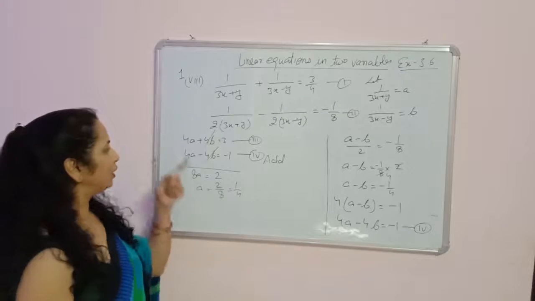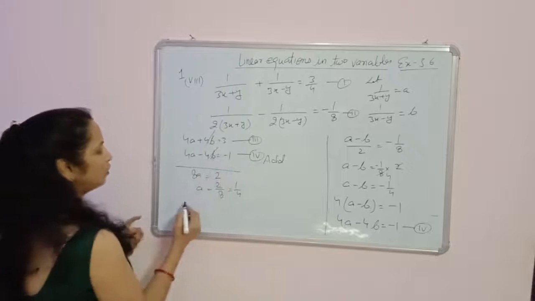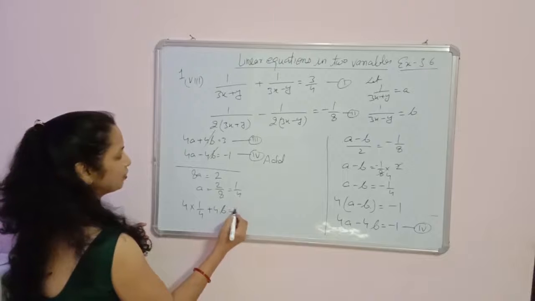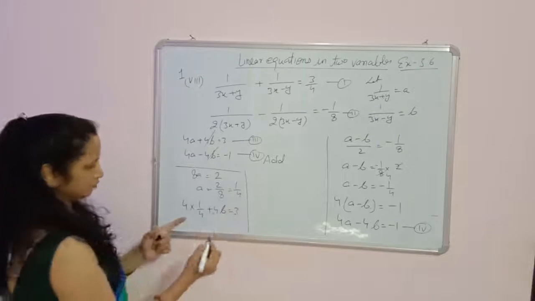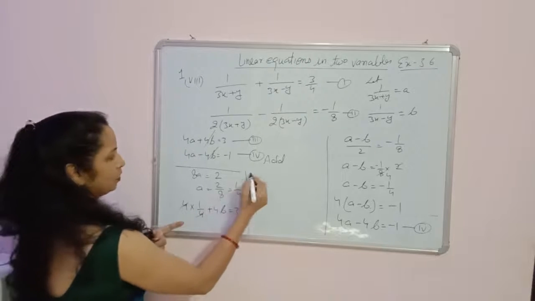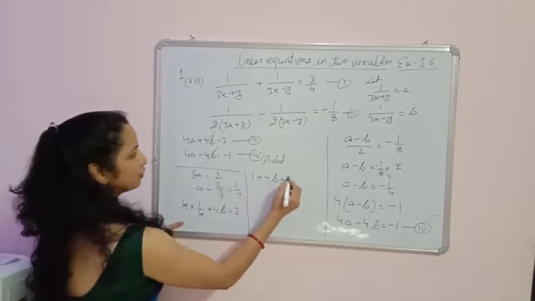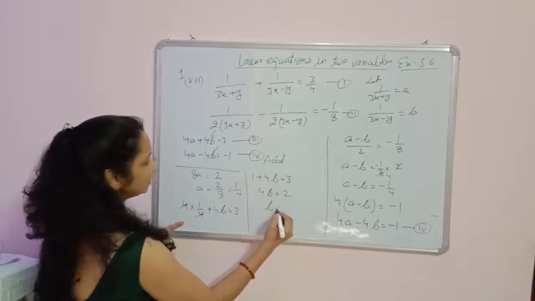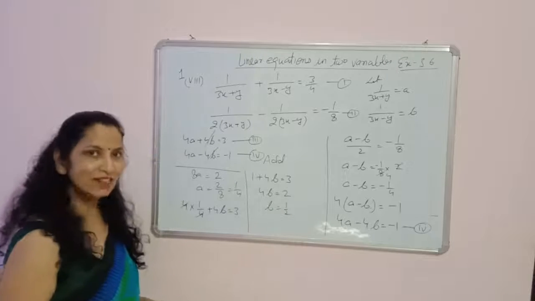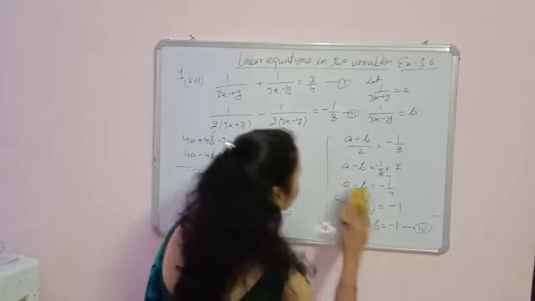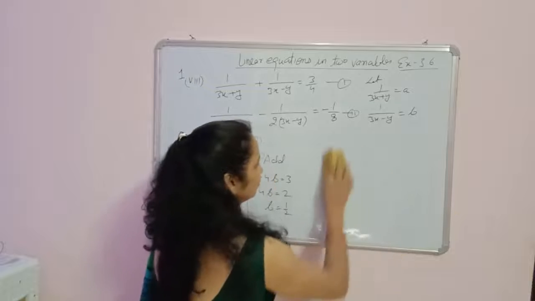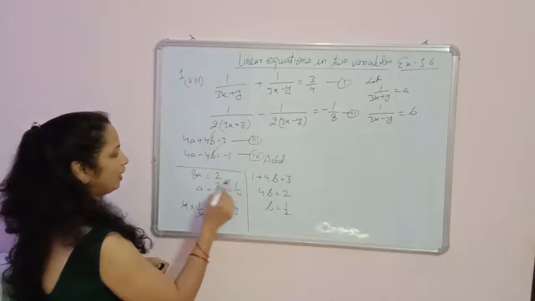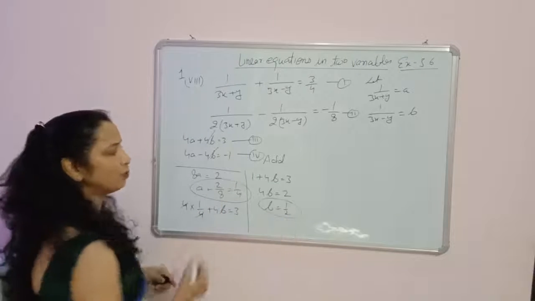Now put this value in any of the equations, either third or fourth. So 4 into a plus 4b is equal to 3. It will be 1 plus 4b is equal to 3. Then 4b is equal to 2 and b is equal to 1 upon 2. So we get the values of a and b. A is equal to 1 upon 4 and b is equal to 1 upon 2.